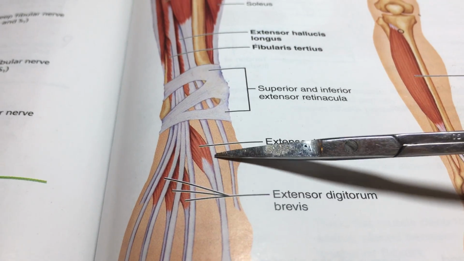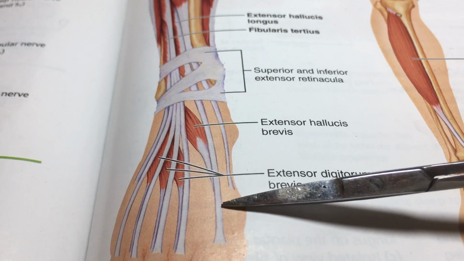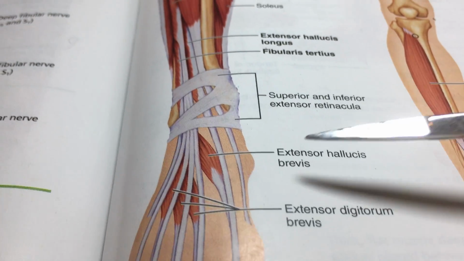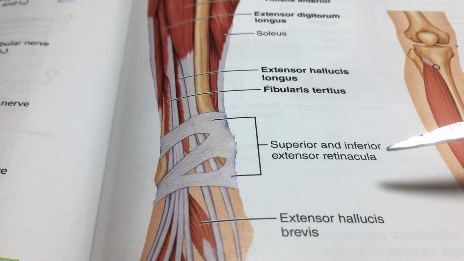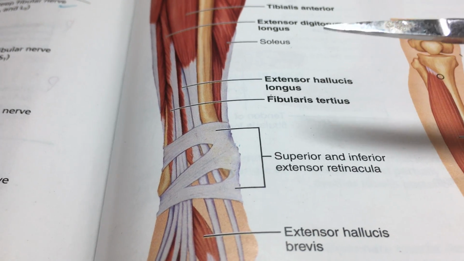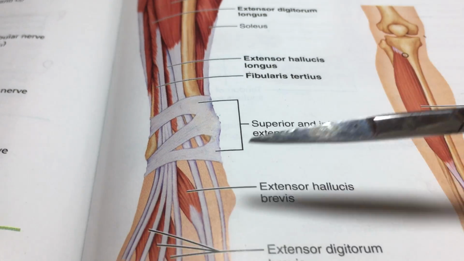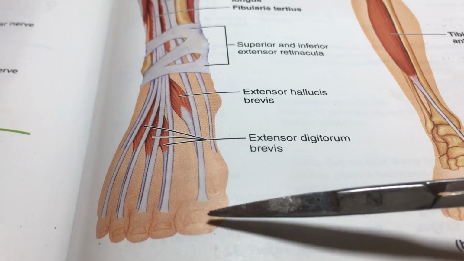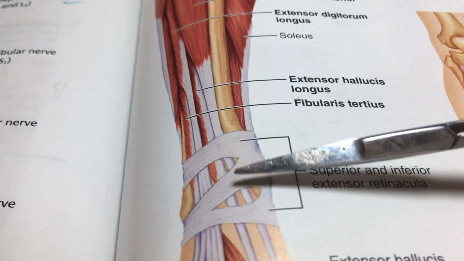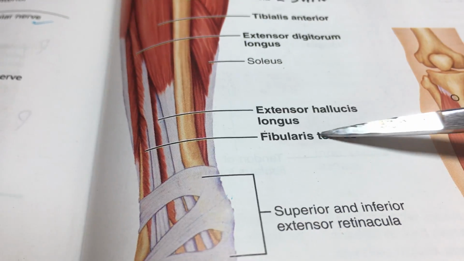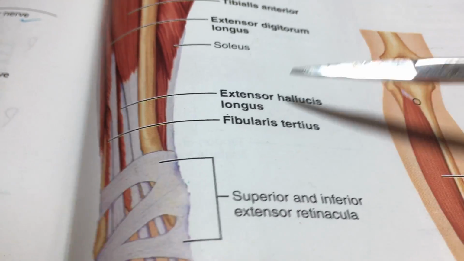Okay, we do have another extensor right here, which goes to the Hallucis. So remember, this is Hallucis, not Pollux, the great toe, right here. And so as we come up here, we get Extensor Hallucis Longus.